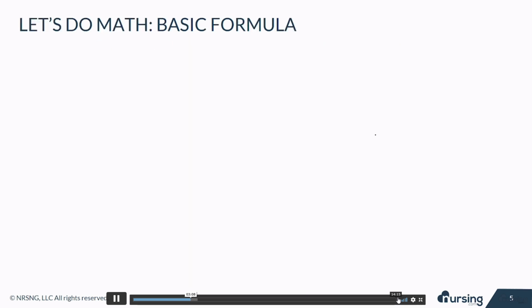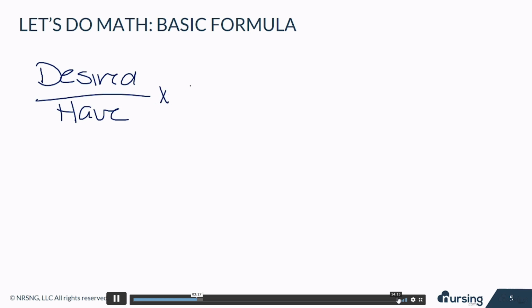So enough of the technical stuff, let's do some math. That's what you came here for. So first we're going to look at basic formula. This is what we're going to work with, okay? There are several different methods out there, but basic formula is exactly as advertised, guys. It's very basic and straightforward. It very simply is desired over have times vehicle. And this equals the amount that you want to give.